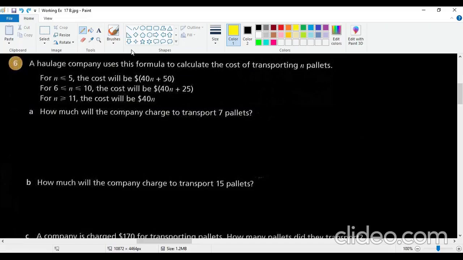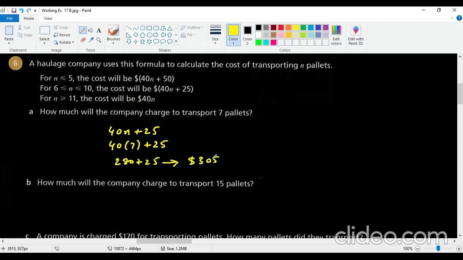So how much will the company charge for 7 pallets? So we are going to look at this one, 40n plus 25. If it is 7 pallets, in place of n we are going to replace with 7, and 40 times 7 is going to give us 280 plus 25, which is going to give us 305. This is the answer for this question. I should write dollars first, $305.